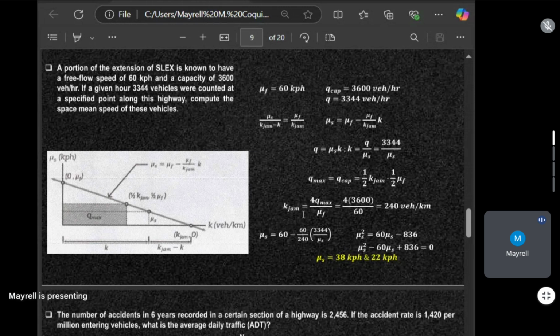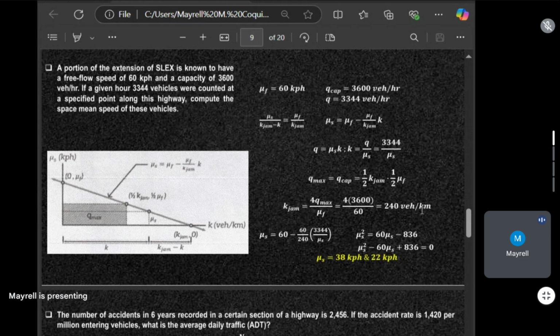So the k jam, you have another formula from the upper part before: 4 times q max over mu f. So that's 4 times 3,600 over 60. So you have 240 vehicles per kilometer.